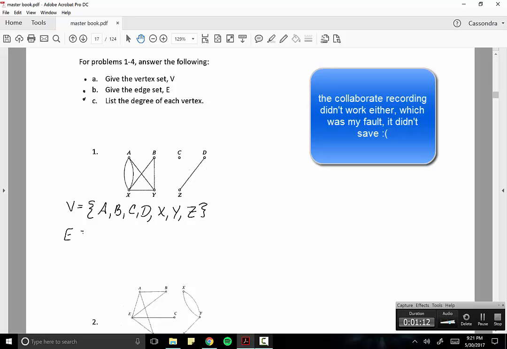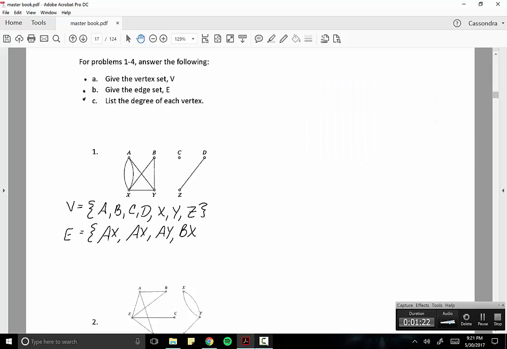The edge set equals AX. Now you have to list that twice because it's there twice. AY, BX, BY, XY, and DZ. Now, always put the squiggly lines because that tells us it's a set.